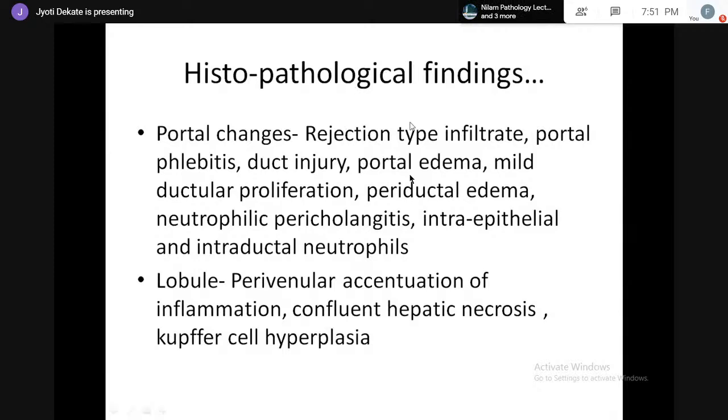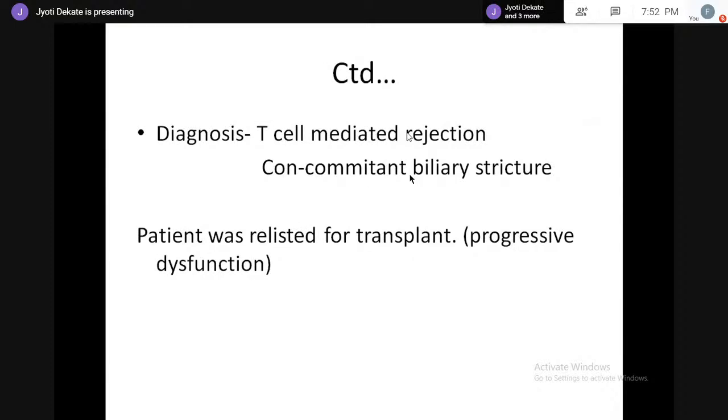So if we just talk about rejection type infiltrate, the presence of periductal edema, neutrophils in the epithelium and in the duct, subtle ductular proliferation cannot be explained by rejection type of infiltrate alone. So there are two separate pathogenetic mechanisms which are acting in this case, as this patient already had developed anastomotic stricture, if you remember, and this patient was being stented. However, the cholestatic liver enzymes kept on increasing in this case, and so was the bilirubin level. So this patient had two pathogenic processes.